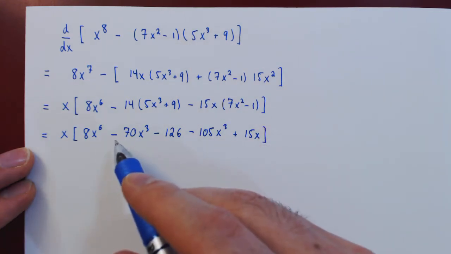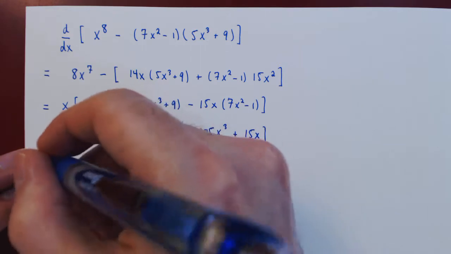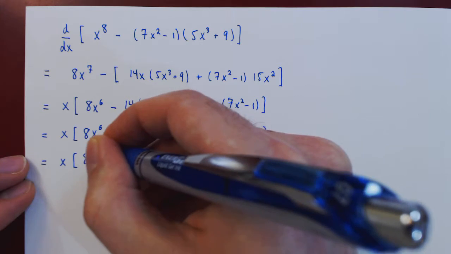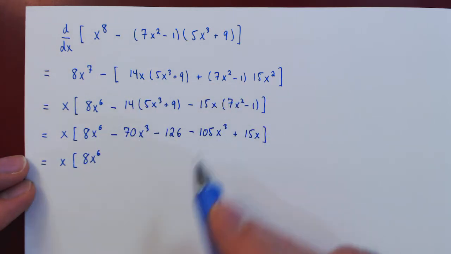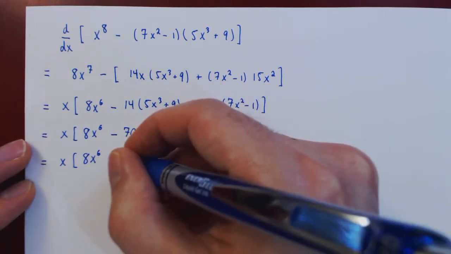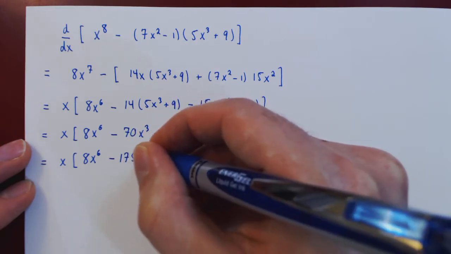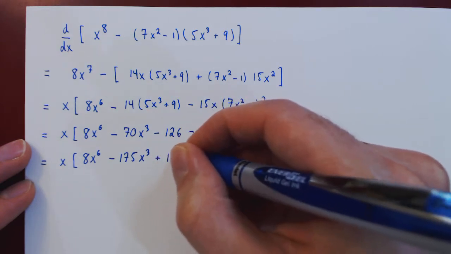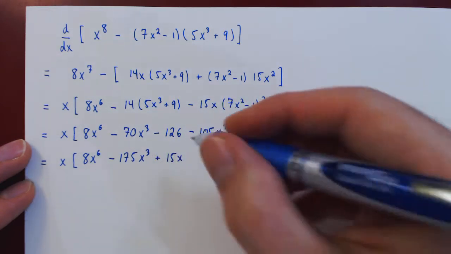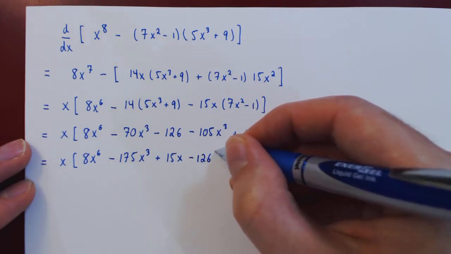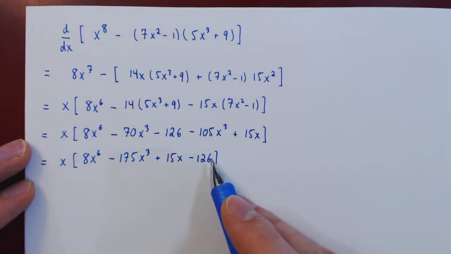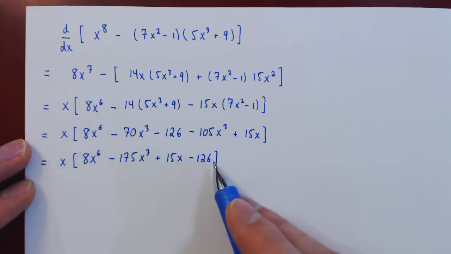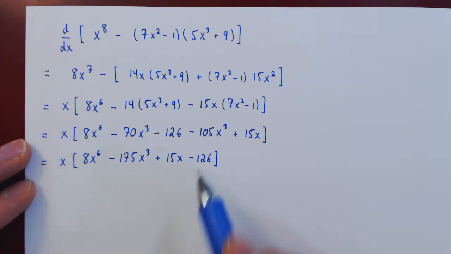And if you notice, there are two cubic terms, and they can be regrouped. So negative 70, negative 105, negative 175. A single multiple of x cubed, plus 15x, and a single constant, negative 126. And now this leftover polynomial, it's not clear how we can or if we can factor this out, and so we simply leave it like this. So we have now our final answer.